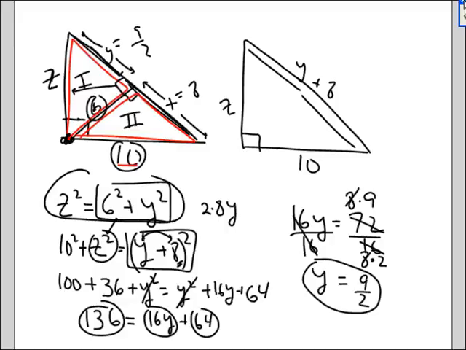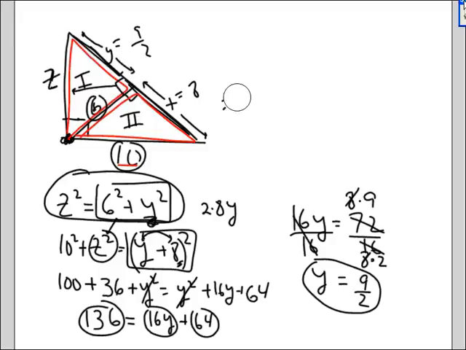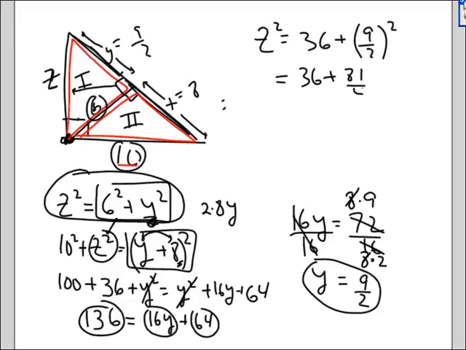Well, here's a way of finding z if you know y. You could find z squared using that formula, and then from there you get z. Z squared is 6 squared, 36, plus 9/2 squared, 36 plus 81/4. When it comes to the 36, if I multiply it by 4/4, that's allowed, because I only multiplied by 1. And the reason I want to do that is that in addition, I have to have the same denominators. And once I do, I keep it.